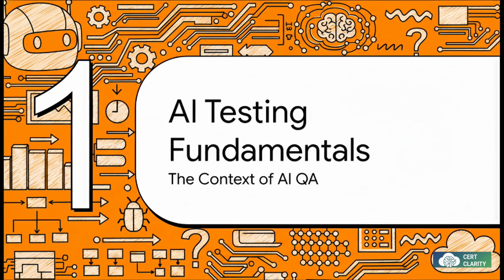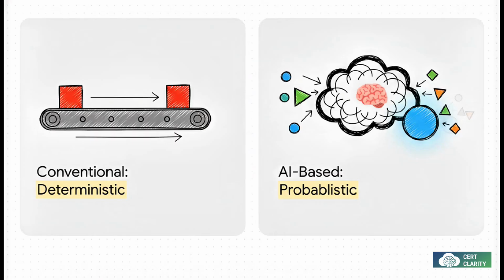See, before we can even think about testing an AI system, we have to really understand why it's a completely different animal. This isn't just a small step up from traditional software testing. No, this is a major paradigm shift, and you can bet the exam is going to check if you've grasped that core difference. Okay, this slide right here. This is probably the single most important idea you need to burn into your brain.